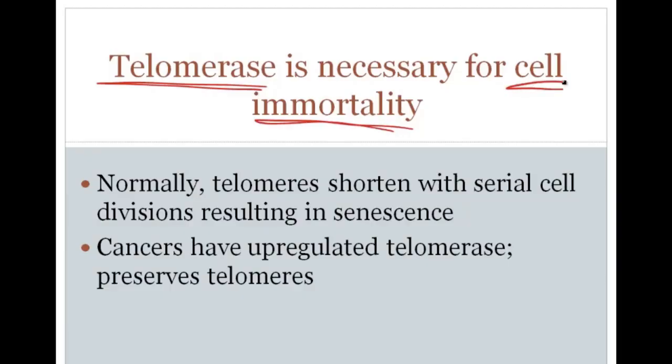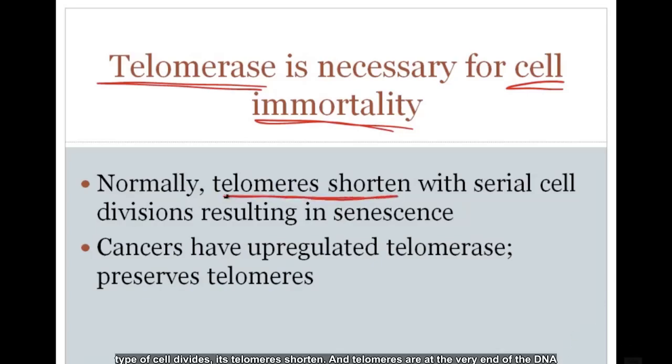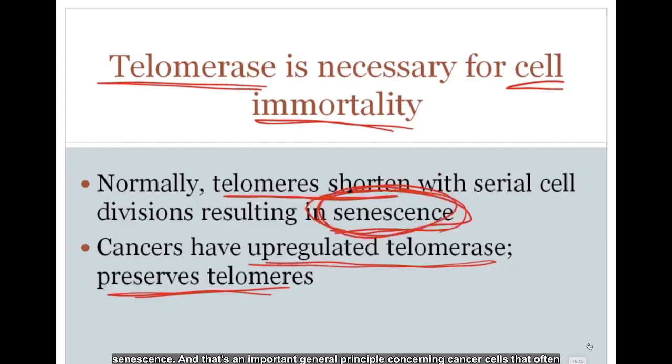First of all, cells, when they divide, normally, each time a cell divides, its telomeres shorten. And when telomeres get too short, cells stop dividing. Cancer cells need to keep dividing, so telomerase is upregulated. That's an important general principle concerning cancer cells, that often telomerase is upregulated.